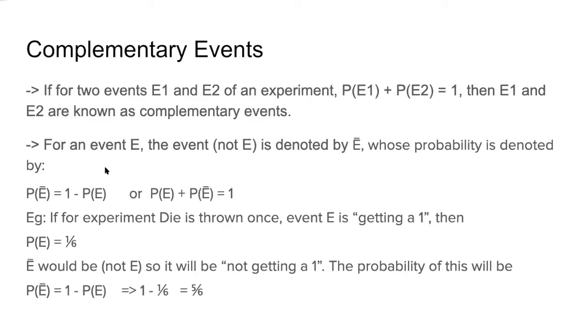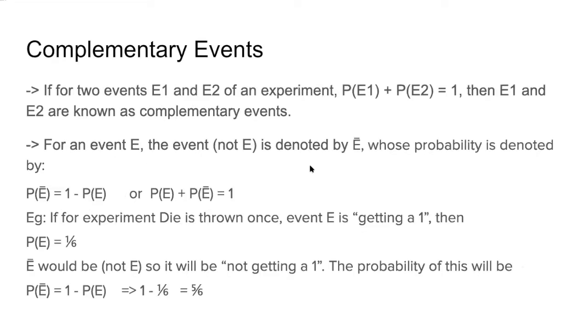First of all, I told you that E1 and E2 are two events of one experiment such that the probability of E1 plus the probability of E2 is 1, then E1 and E2 are known as complementary events. So for an event E, what will be the complementary event? If the event E has to happen, the probability is something. If it does not happen, then it is not E. That is the complementary. Let me show you the example.